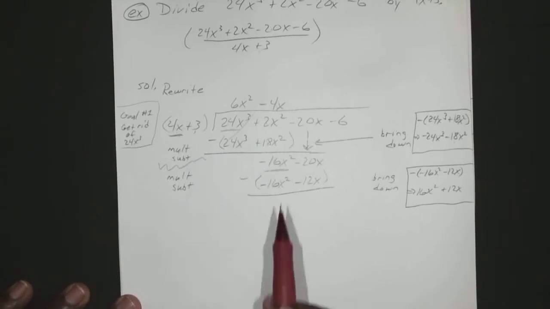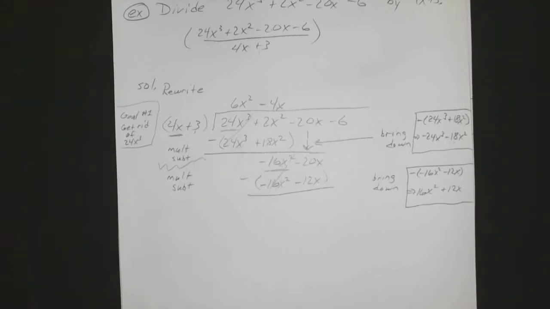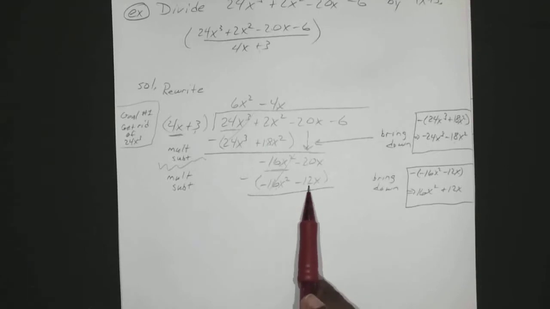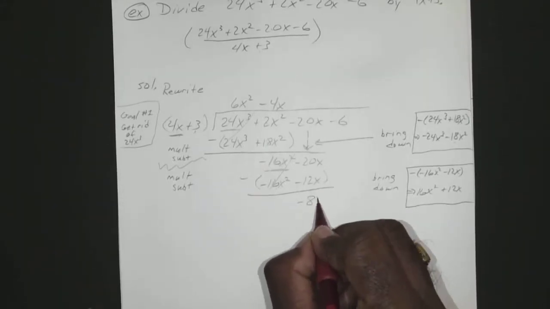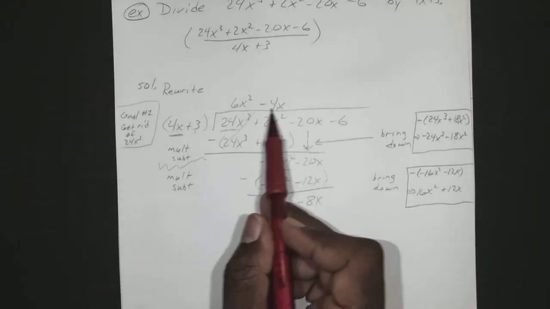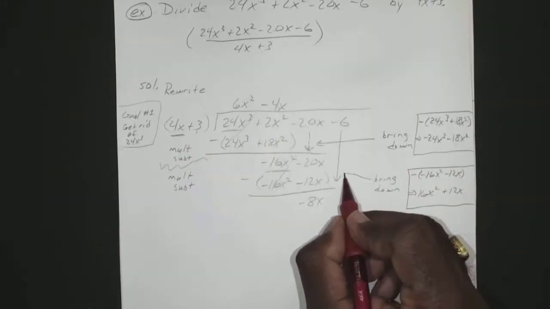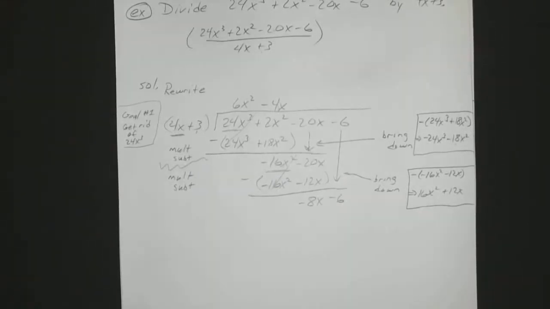All right, so we have negative 16x squared, positive 16x squared, which is 0, so it did exactly what we wanted, it got rid of it. Okay, so you have negative 20x plus 12x will give you negative 8x. Okay, so we multiply, we subtract, now we bring down. We don't have anything else to bring down, so this will actually be our last multiply and subtract.